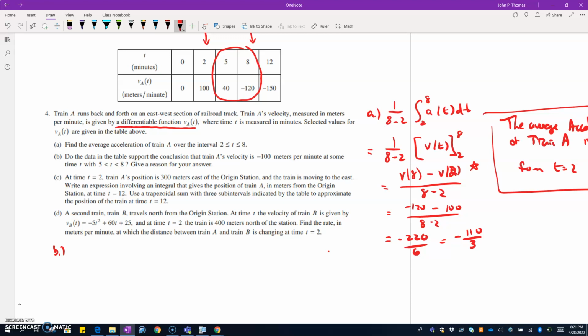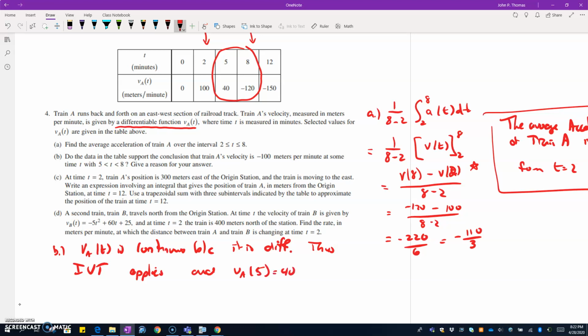So first thing we want to notice is that it says that this is a differentiable function, v sub A of t. That means we can say v sub A of t is continuous, all right, because it is differentiable. Thus, IVT applies. All right. And v sub A of 5 equals 40.